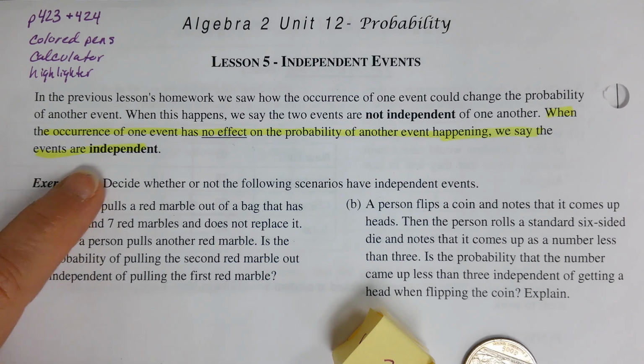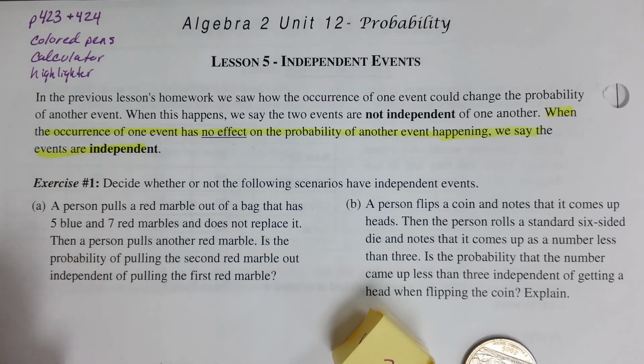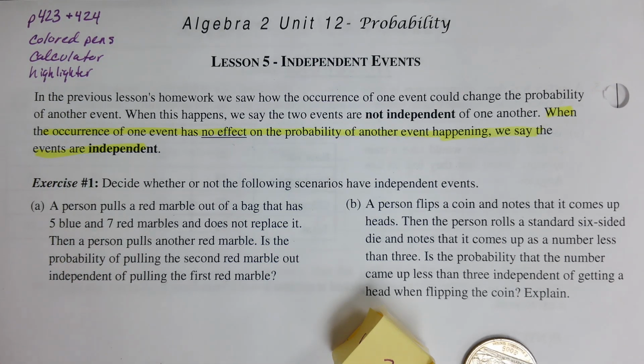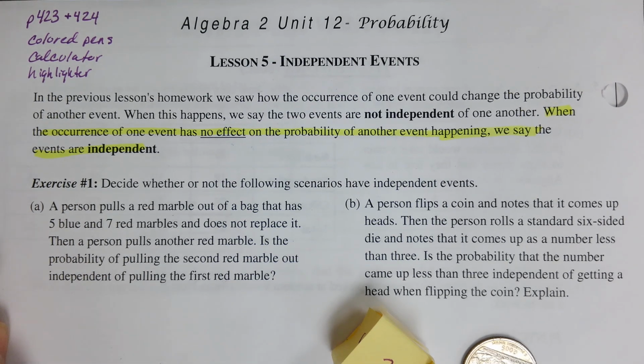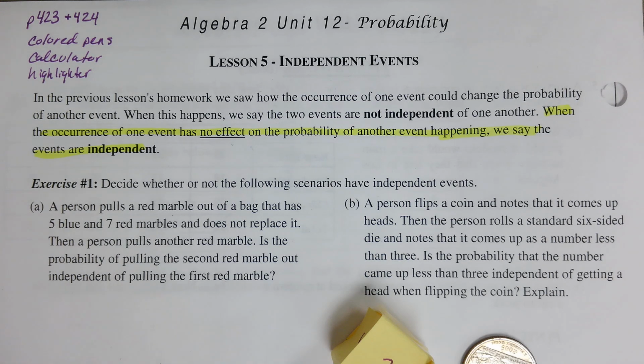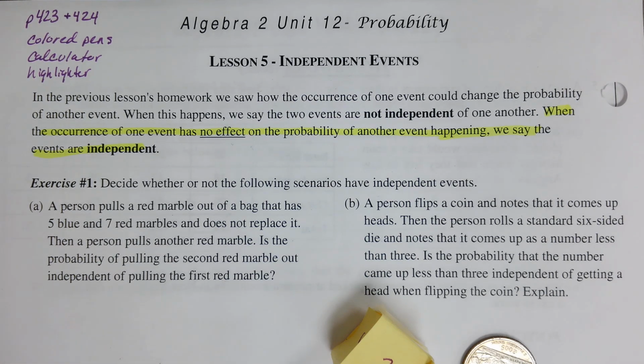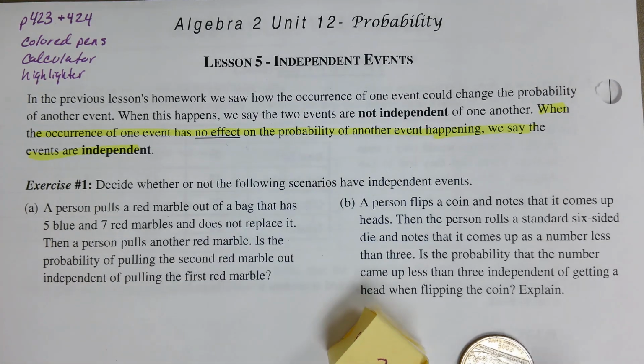Independent events. When the occurrence of one event has no effect on the probability of another event happening, we say the events are independent. In our first exercise, we want to decide whether or not the following scenarios have independent events. I'm going to start with B first.